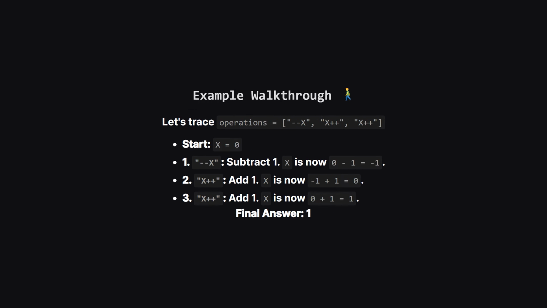Let's walk through the first example to make sure this is clear. We start with x at 0. The first operation is --x, so we subtract 1, and x becomes -1. The next operation is x++. We add 1, so x goes from -1 back to 0. Finally, we have another x++. We add 1 again, and x becomes 1. So the final answer is 1.